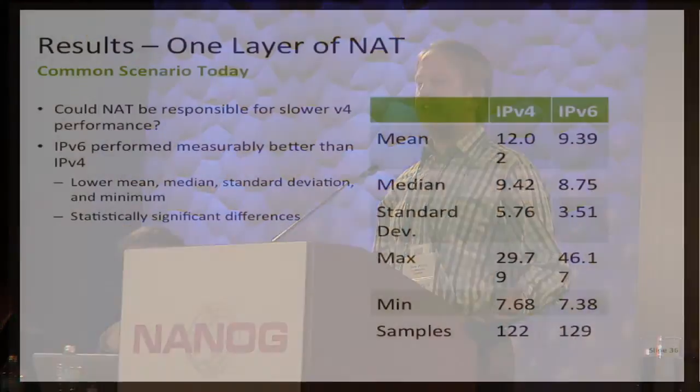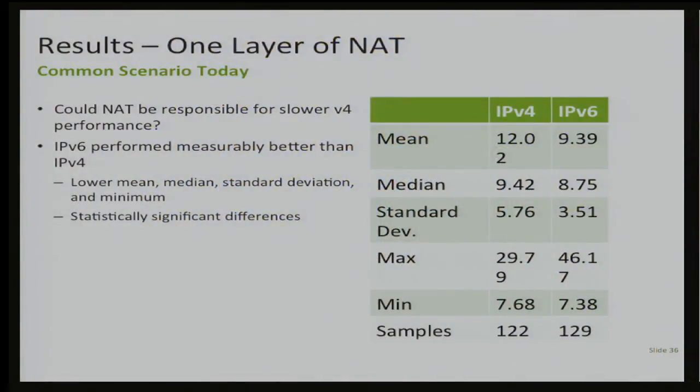So, 1 layer of NAT. Could this be the cause of the slower v4 performance? It sure looks like it from this. The mean for v6 is lower than v4. The median is lower. There is less variability. We did have 1 spurious sample, so the maximum time was a little higher for v6, but the minimum was lower. This looks pretty cut and dry, right?